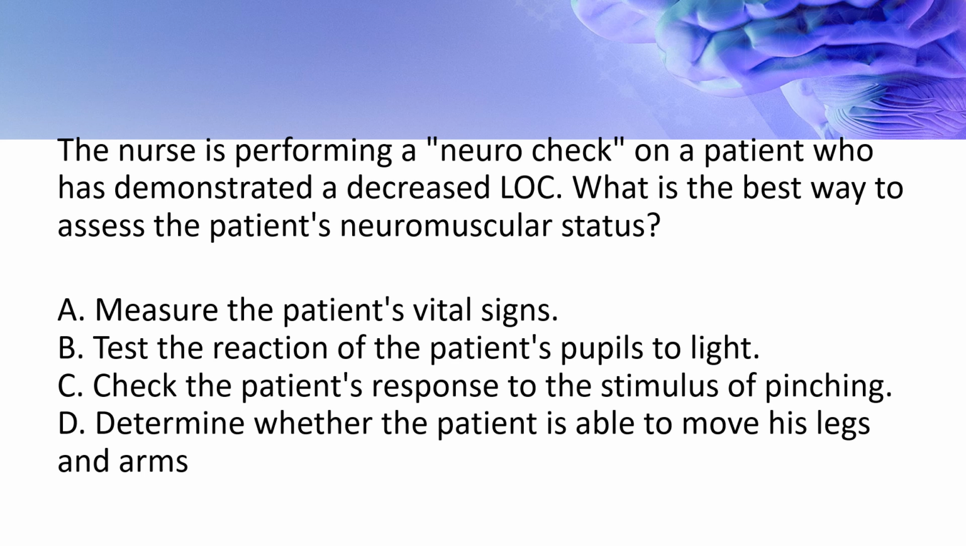The nurse is performing a neuro check on a patient who has demonstrated a decreased level of consciousness. What is the best way to assess the patient's neuromuscular status? A, measure the patient's vital signs. B, test the reaction of the patient's pupils to light. C, check the patient's response to the stimulus of pinching. Or D, determine whether the patient is able to move his arms and legs.